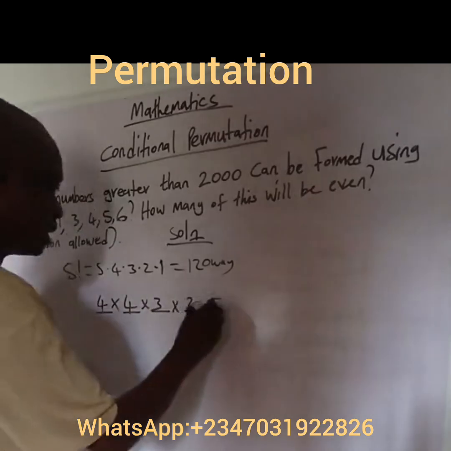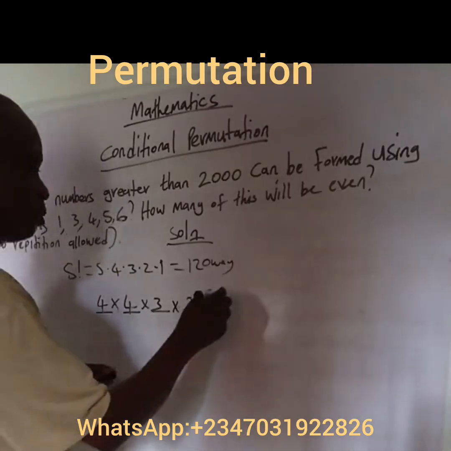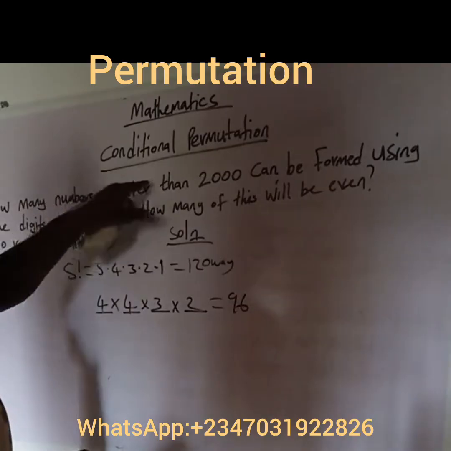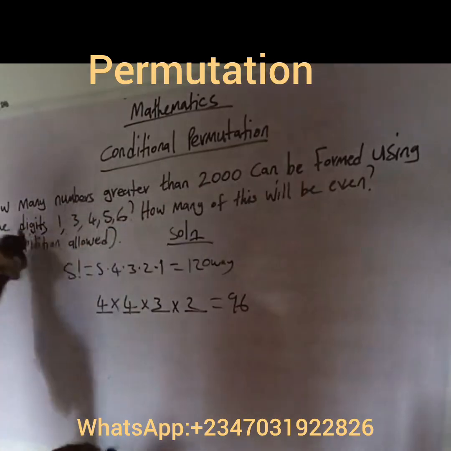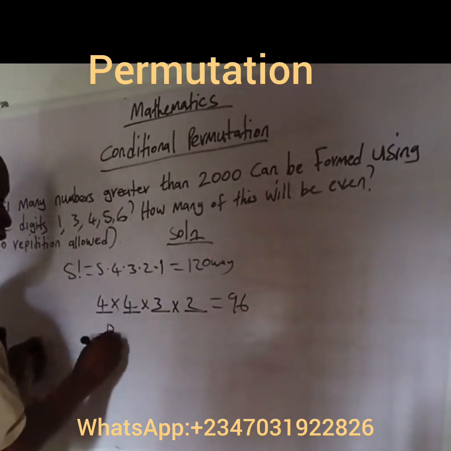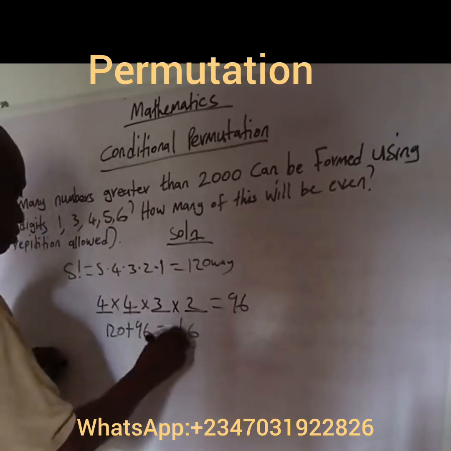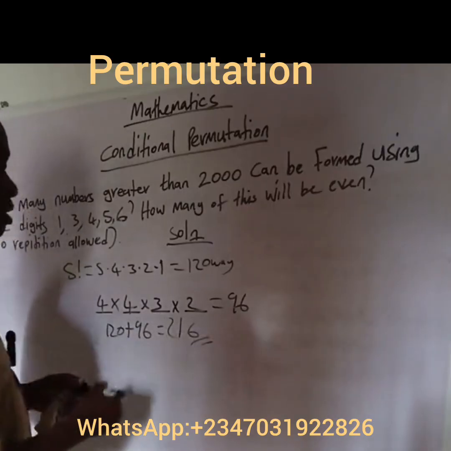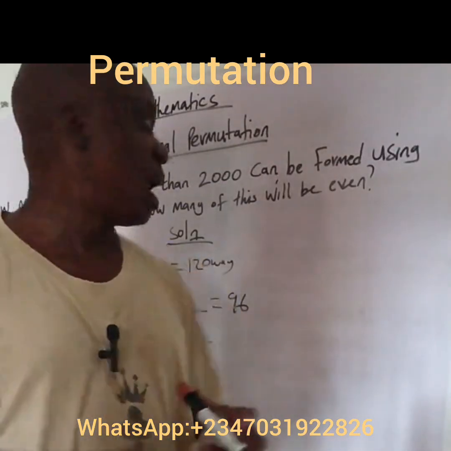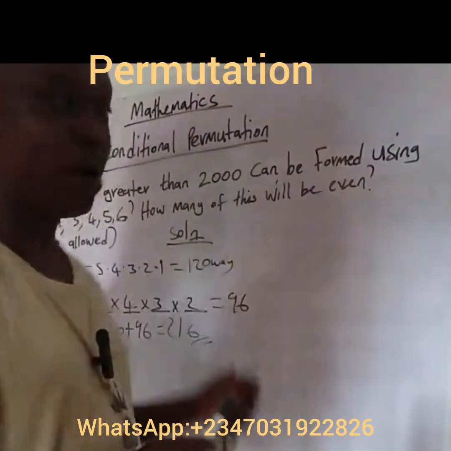When you multiply this, 4 times 4 is 16, 16 times 3 is 48, 48 times 2 is 96. So to know how many numbers greater than 2000 can be formed using these digits, we add this number plus this number. That means 120 plus 96, and that will give us 216. So it's going to be 216 ways. That is how to get the first part. Shortly, we will do the second part of the question.